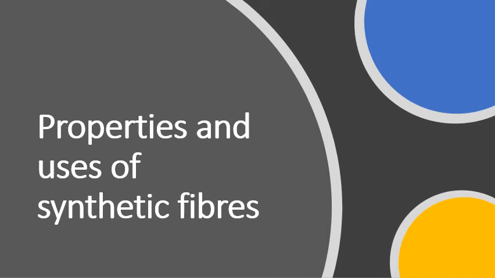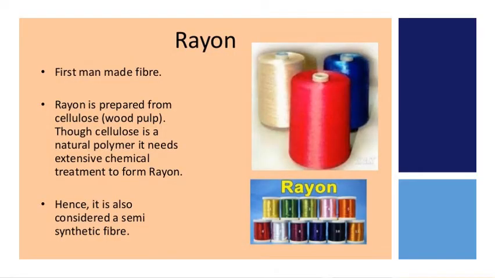Next, we move ahead to properties and uses of synthetic fibers. When we talk about the properties and uses of synthetic fibers, let us take an example of a synthetic fiber. Say for example, rayon. Rayon is the first man-made fiber. It is prepared from cellulose, which we obtain from wood pulp. Though cellulose is a natural polymer, it needs extensive treatment to form rayon. Hence, it is also considered a semi-synthetic fiber.